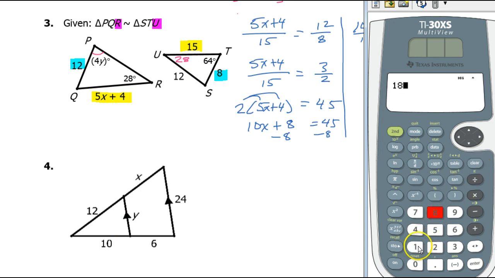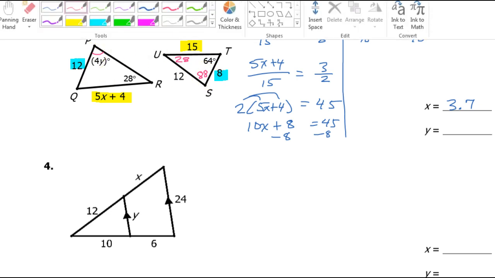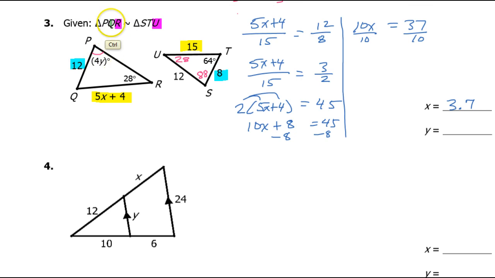So if I do 180 minus 28 minus 64, that's 88. So that means that angle S is 88. Okay, now, like I was saying a minute ago, angle P corresponds with angle S. So that means that angle P and angle S are congruent.